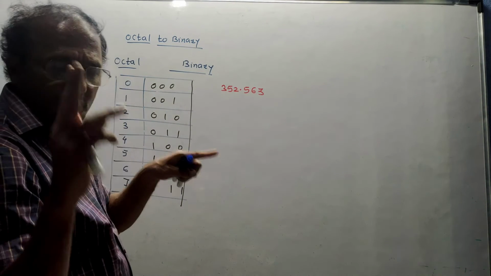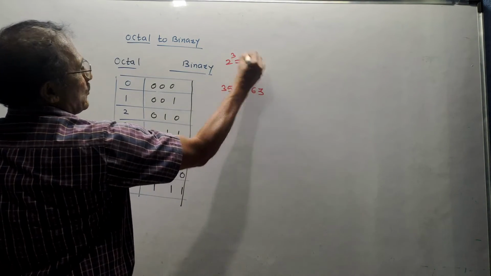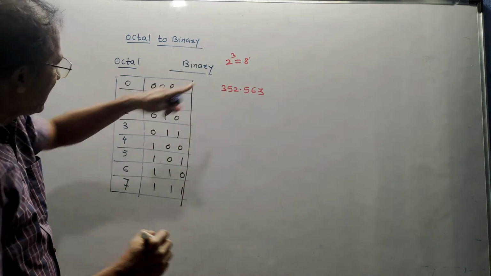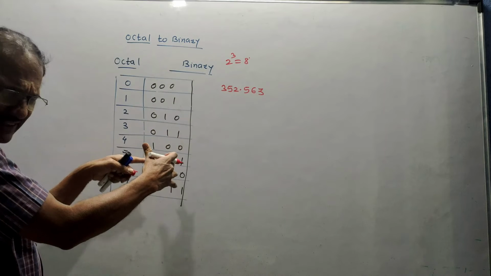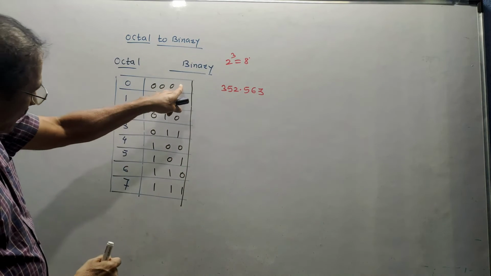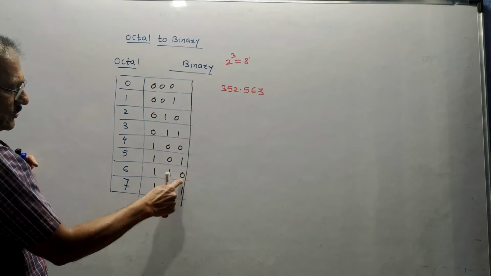3 bits are required to represent 8 numbers. How come? Because we know that 2 raised to 3 is equal to 8. So there are 8 numbers, so 3 bits are required. Start from 0, 0, 0, then 0, 0, 1. It's a very simple trick to remember this table. Look at the last bit. Go on writing alternately 0, 1, 0, 1, 0, 1, 0, 1.